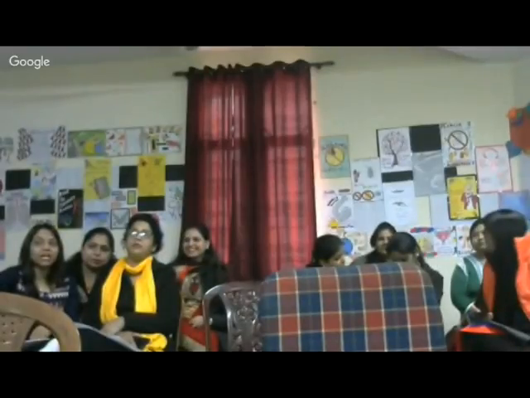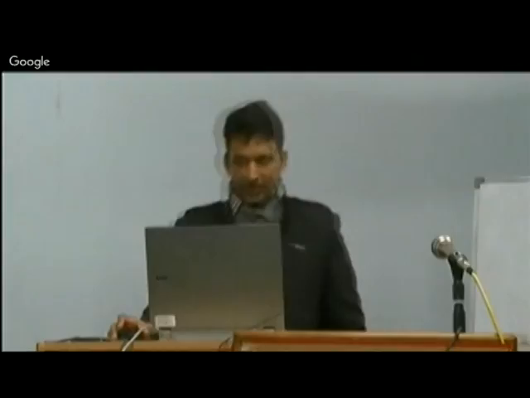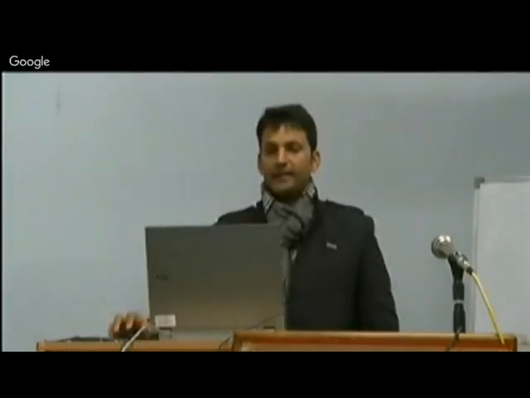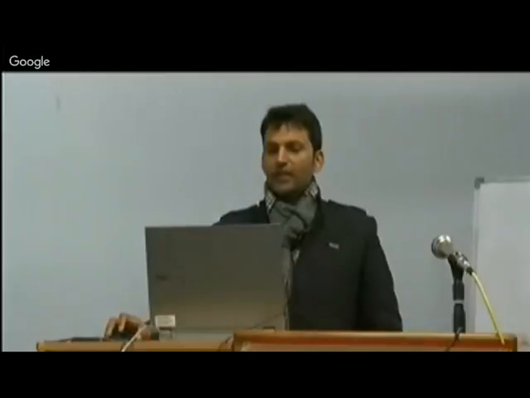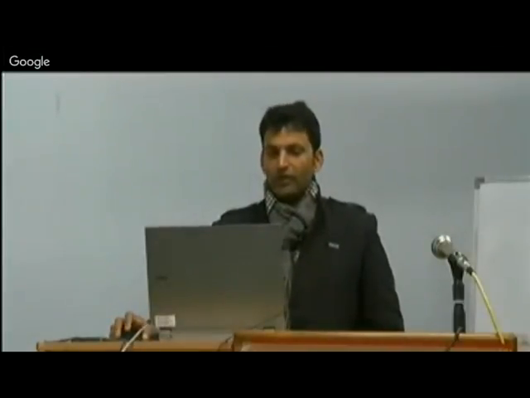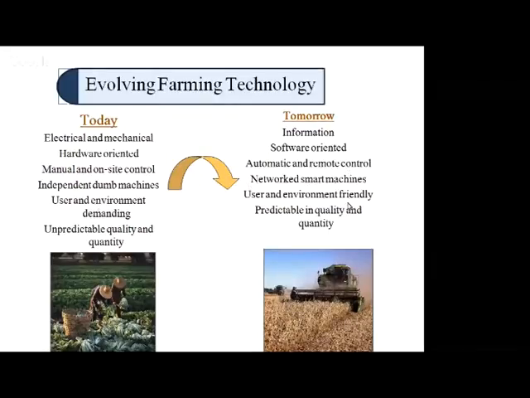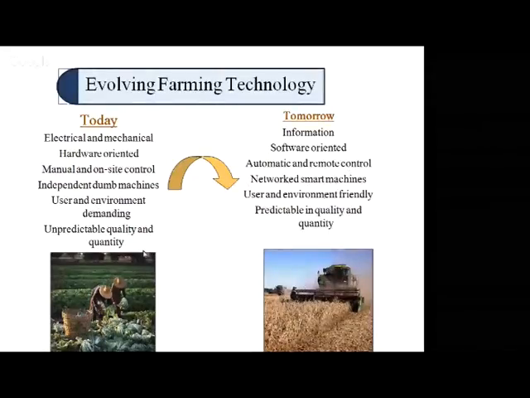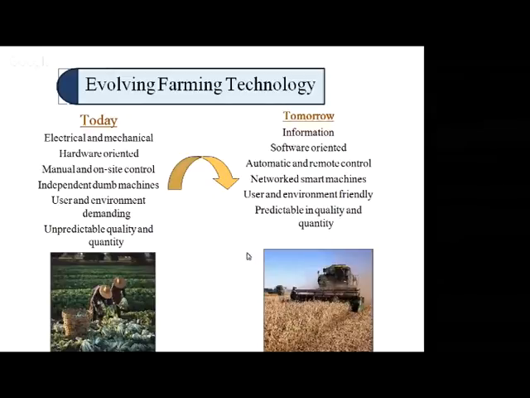And today's machines are independent and dumb machines. I mean, there is a lack of smartness in these machines. But tomorrow's machines are going to be networked and smart machines, like we are going to come up with smart cities. So they are going to be networked and smart machines taking care of the farming operations. Today's machines are user and environment demanding, and tomorrow's machines are going to be user and environment friendly.